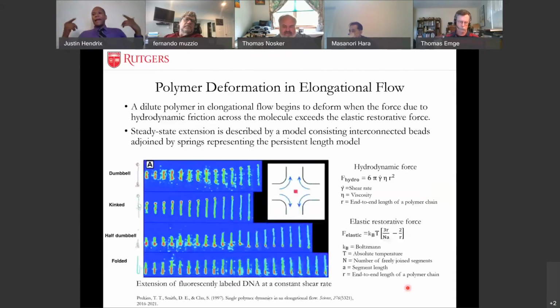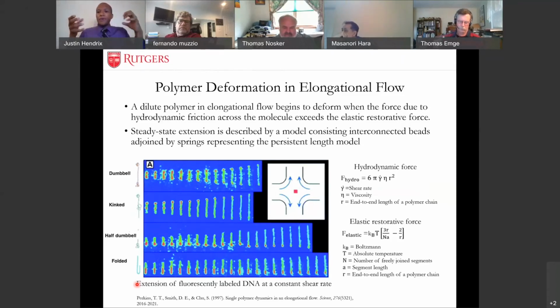Now, let's look at it as it relates to a dilute system. That's where this idea first came, where you look at biopolymers under an elongational flow cell, and this is fluorescently marked. You have a biopolymer that's pulled apart under extensional flow, and as it's being pulled apart like a rubber band, you see that due to some of the surface characteristics it has either a dumbbell kink, or a half dumbbell, or folded shape as it's trying to pull itself apart. This happens when the hydrodynamic force exceeds the elastic restorative force of the polymer wanting to pop back together.